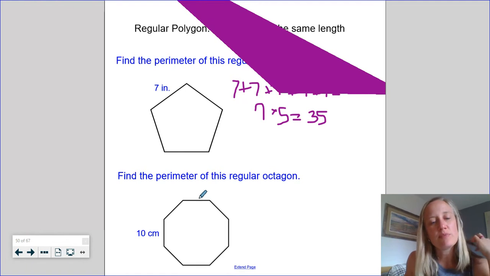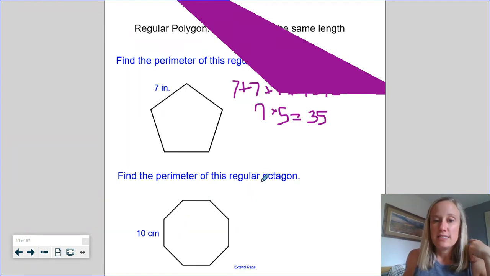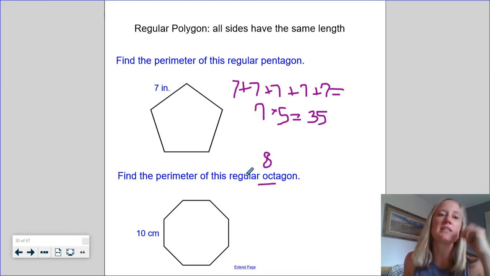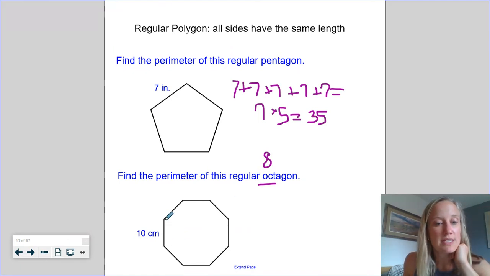All right, so we're going to find the perimeter of this regular octagon. How many sides does an octagon have? It has 8 sides, right? Well, if it's a regular octagon, it means all the sides are the same length. So if one side is 10, what are all the sides? 10. So this is 10, and this is 10, and this is 10. This is 10, this is 10, this is 10, and this is 10. There's going to be 8 10s.